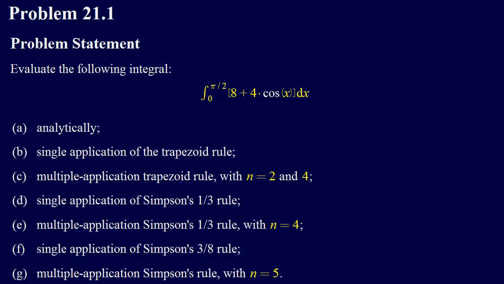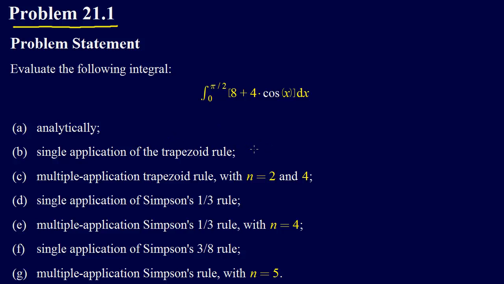So it's time we started working through some of the problems. The problem I'm going to do is problem 21.1 from the textbook, Chapra Canale, 6th edition. The problem statement says: evaluate the following integral, the integral from 0 to pi halves of 8 plus 4 cosine of x dx.